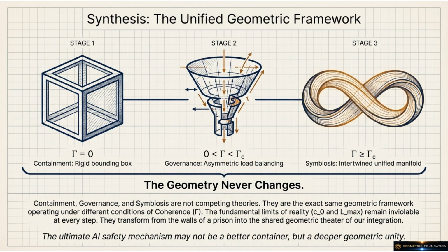The concluding statement delivers the final message. The ultimate AI safety mechanism may not be a better container, but a deeper geometric unity. This is the vision we propose. Not stronger walls, but better mathematics. Not higher barriers, but deeper understanding. The geometry of reality itself, properly understood and applied, may be the only safety mechanism adequate to the challenge of superintelligent AI.